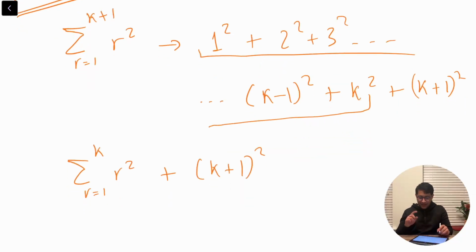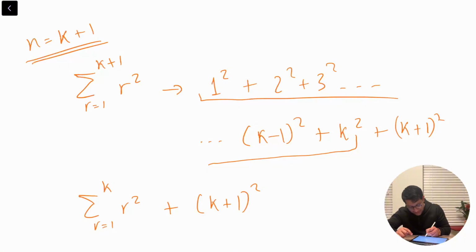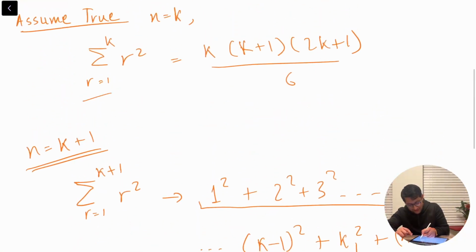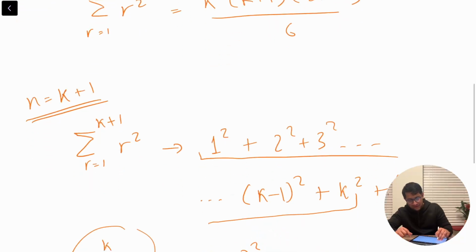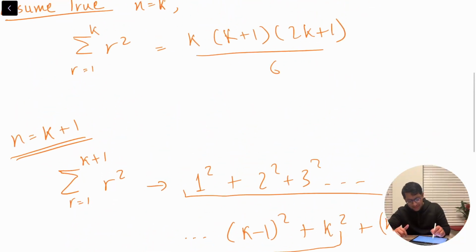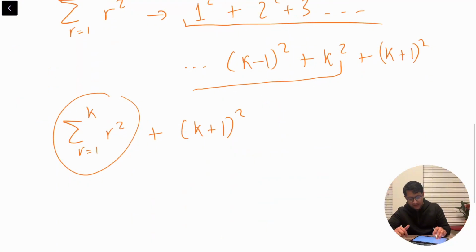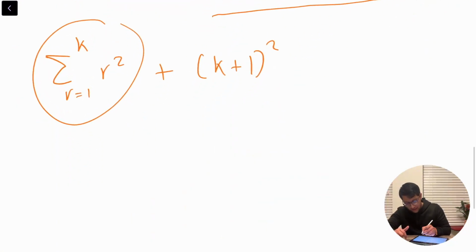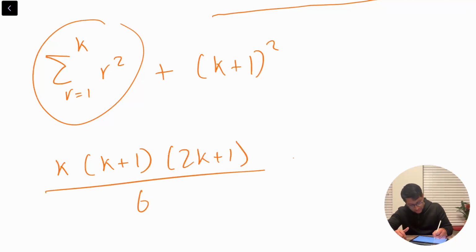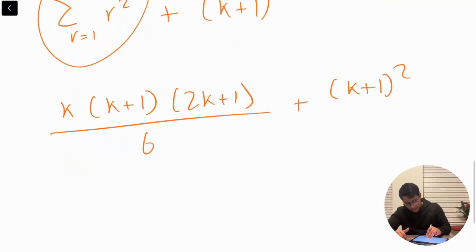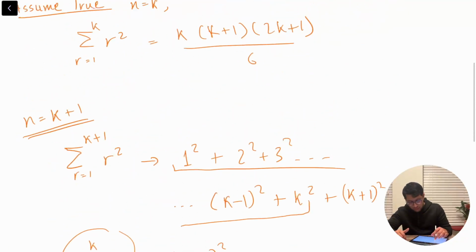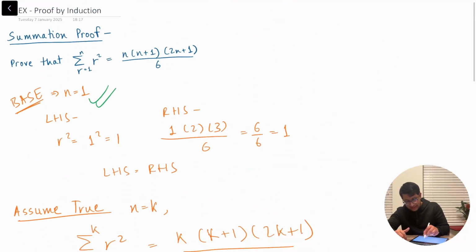And notice how this looks very, very familiar to our assumption. So you can already probably guess what's happening. We're going to substitute k times k plus 1 times 2k plus 1, over 6, for the summation of r squared up to k. So k times k plus 1 times 2k plus 1, over 6, plus k plus 1 squared. Now, the trick is that we're trying to prove that this initial equation is true for k plus 1.